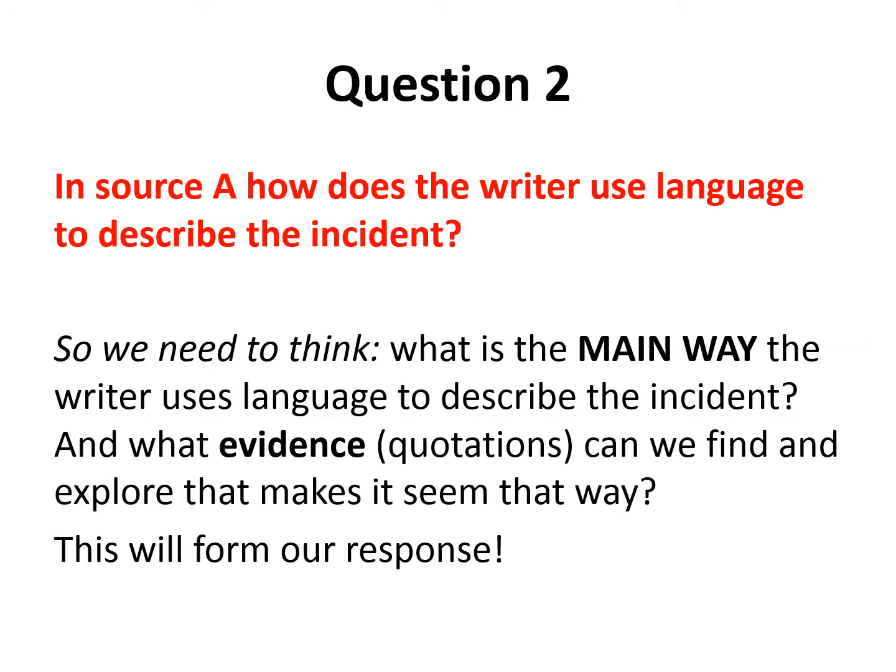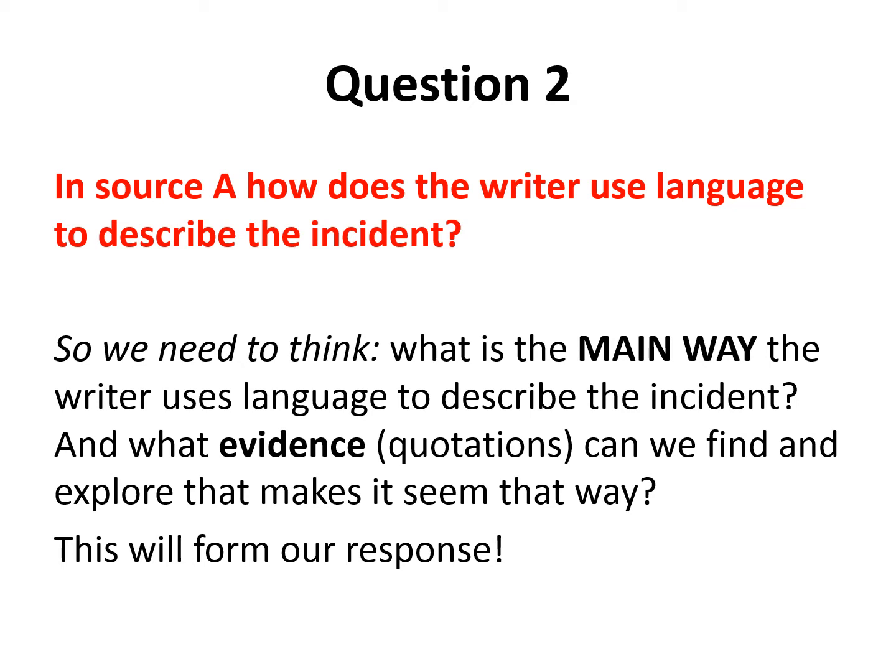All right, so back to today. That should say question 3. I'm very, very sorry, that's a typo. It should say question 3 there. And the question that we're going to look at today, so if you could write this down, that will be really handy for you, is this. In source A, how does the writer use language to describe the incident? All right, so that's our focus for the source that we're going to be looking at. So how does the writer use language to describe the incident?